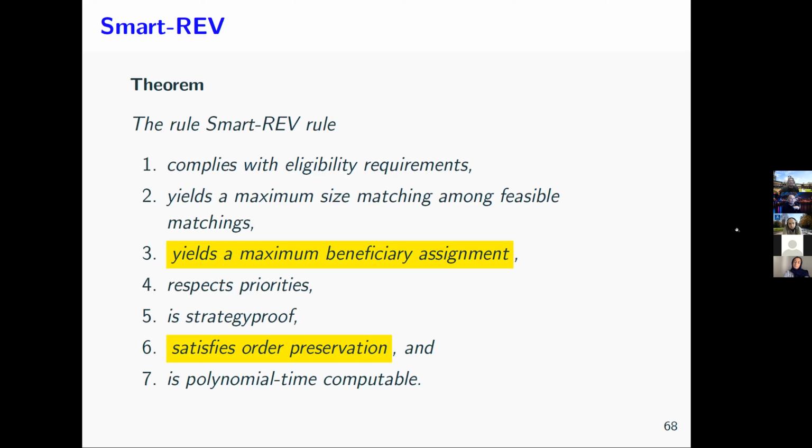reverse rejecting rule does not necessarily find a maximum beneficiary assignment, and that is simply because it's oblivious to whether a category is a preferential category or an unreserved category. It does not distinguish between these classes of categories. On the other hand, the smart rev rule does distinguish between the preferential categories and the unreserved category. And for that reason, it satisfies these two properties in yellow.